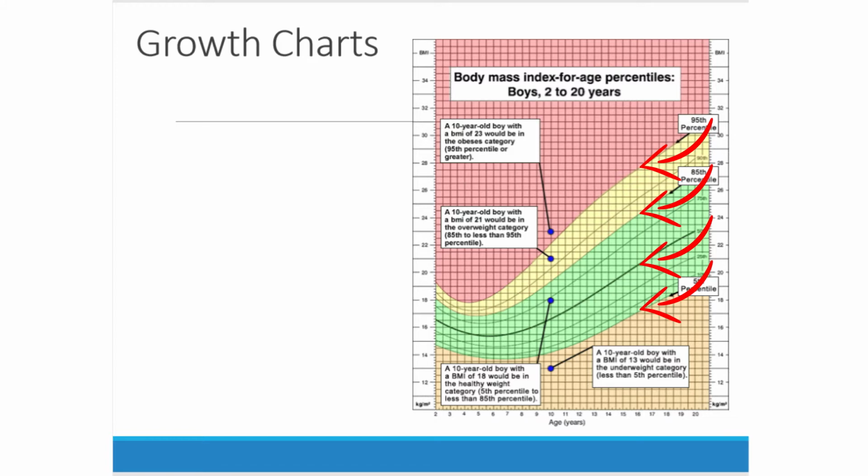So if we have a 10-year-old boy and his BMI is 13, we plot him here, so he's actually in the underweight category. You have the same 10-year-old boy but his BMI is 18 and he's plotted here, he's actually normal. If we have a 10-year-old boy, his BMI is 21 and he's plotted here, this is considered overweight. And if he's a 10-year-old boy and his BMI is 23, we plot him right here and he's considered obese.